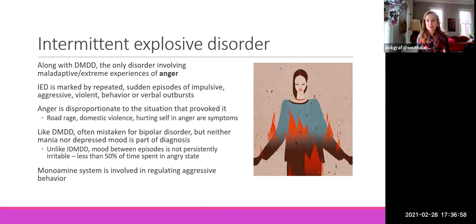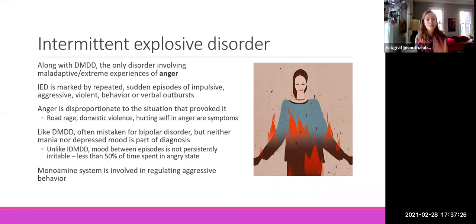IED is just these extreme, explosive, seemingly unpredictable anger outbursts that occur relatively infrequently. It's not an everyday thing. In DMDD, the anger outbursts are also relatively infrequent. They're happening at least 3 times a week, but the mood between them is also dysfunctional and distressing. It's persistently irritable. These are both mood disorders, and they also both involve alterations in the monoamine system.